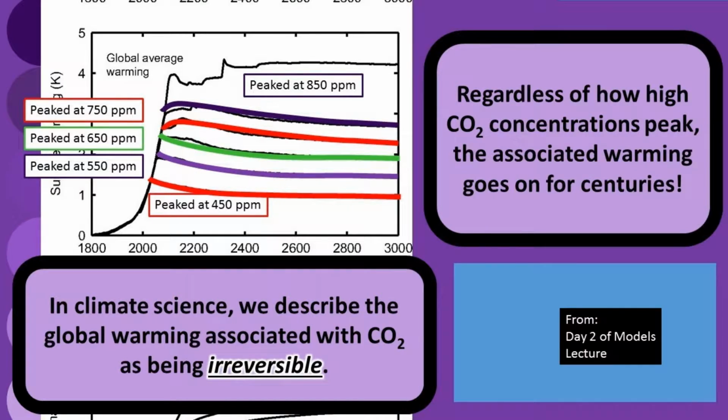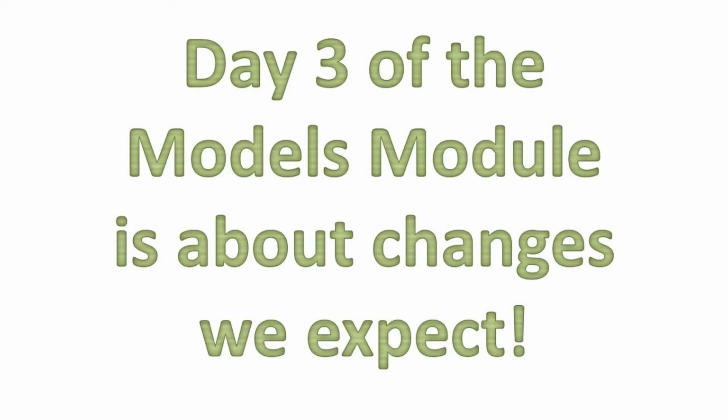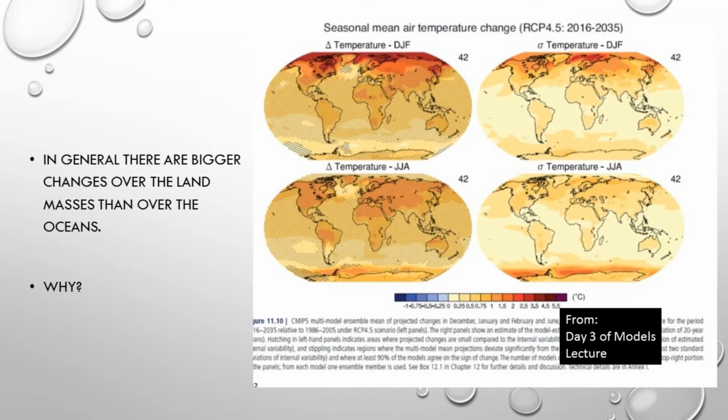Okay. Day 3 was a fairly straightforward lecture that was just about the kind of changes that we can expect. Things like we have more climate change at polar latitudes than at tropical latitudes. Why? We'll have more climate change over land than over ocean. Why? There's more climate change in the northern hemisphere than over the southern hemisphere. Why? Make sure you can answer all those kinds of questions.